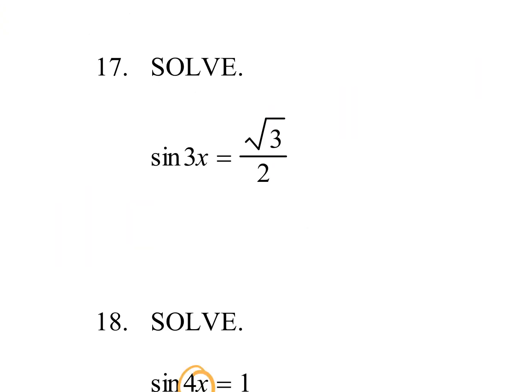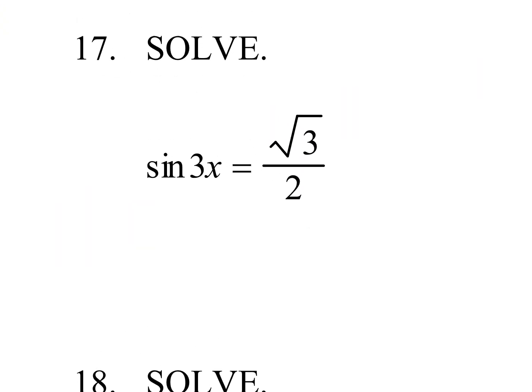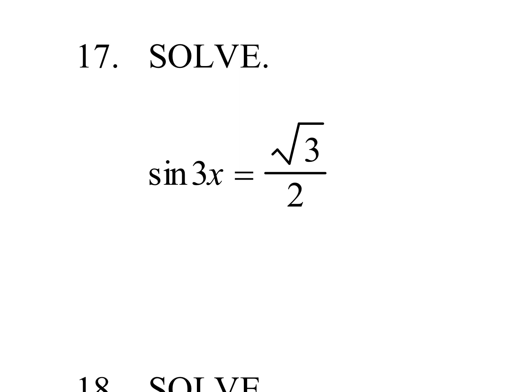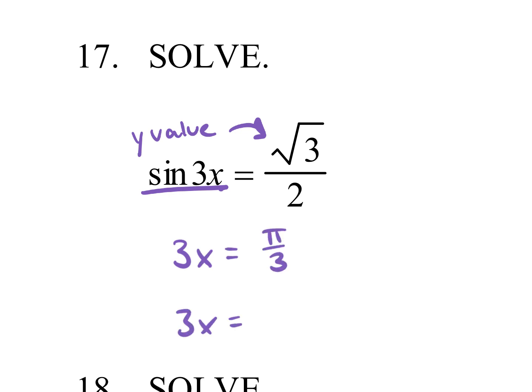All right, what should I do first for 17? So my trig function's already all by itself, so I just have to look at my unit circle and figure out what value is square root 3 over 2, the y value. Because sine tells us we have to look at the y value. So where is my y value, square root 3 over 2? Pi over 3. So I'm going to say 3x is equal to pi over 3. And where else? 2 pi over 3.